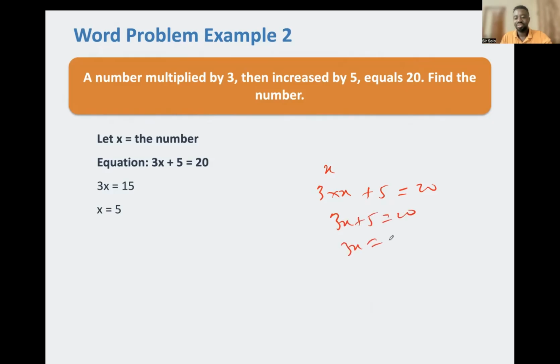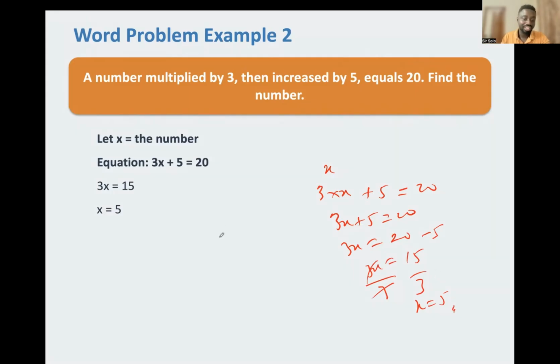You know 3x is equal to what? 20 minus 5, which is 15. We divide both sides by 3. I'm going to have x equal to 5. Good. The number is 5.